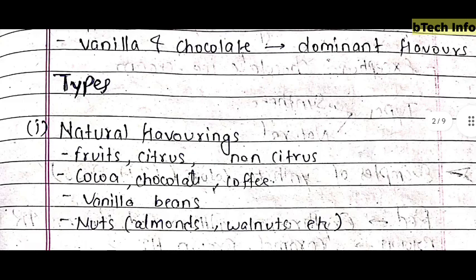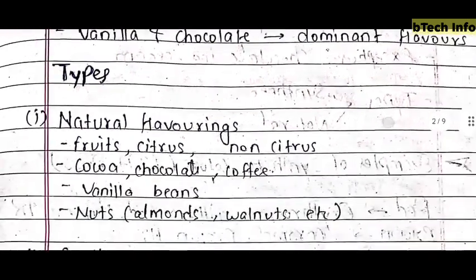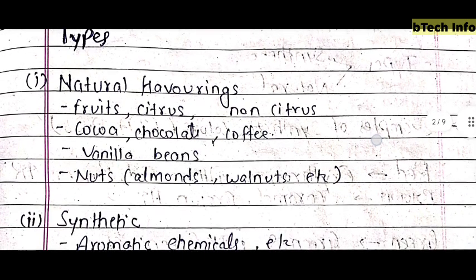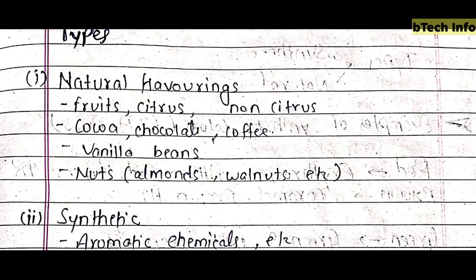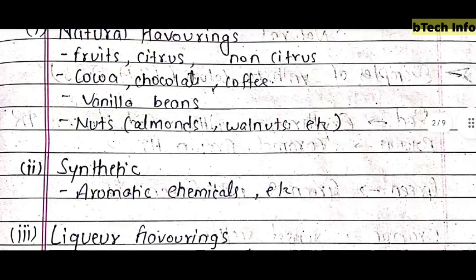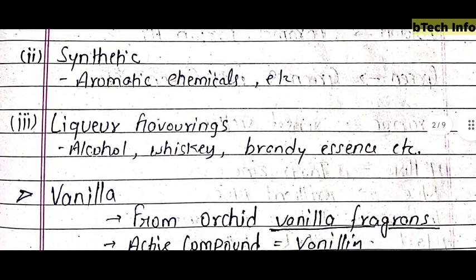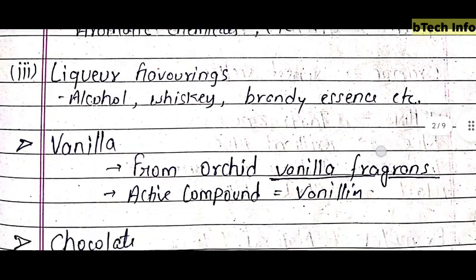Now we see the types of flavorings. Natural flavorings include fruits, citrus, non-citrus, cocoa, chocolate, coffee, vanilla beans and nuts. So these are all included in natural flavorings. In synthetic flavoring we have aromatic chemicals. In liquor flavoring we have alcohol, whiskey, brandy essence, etc.